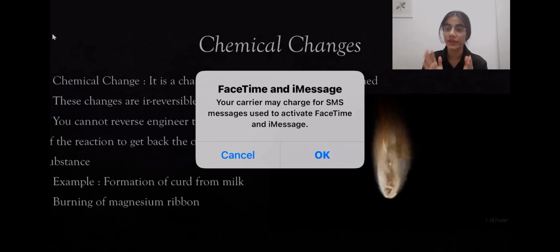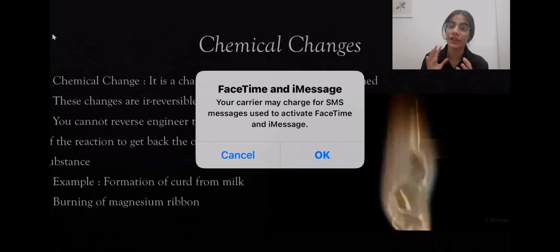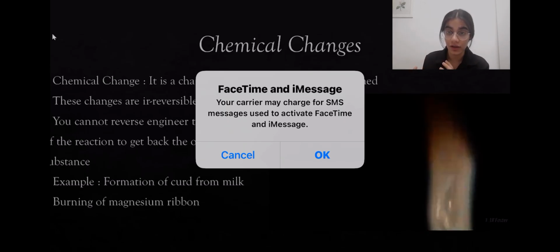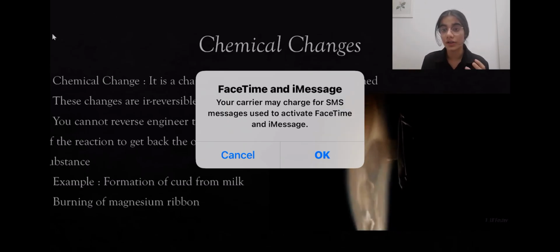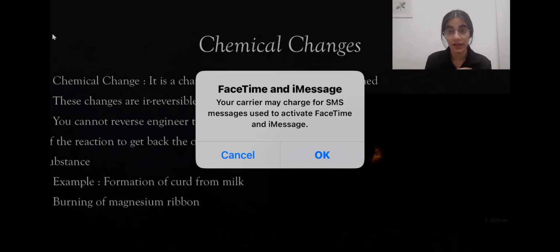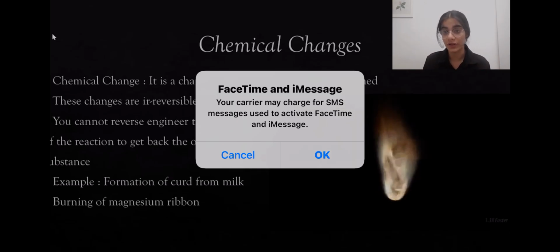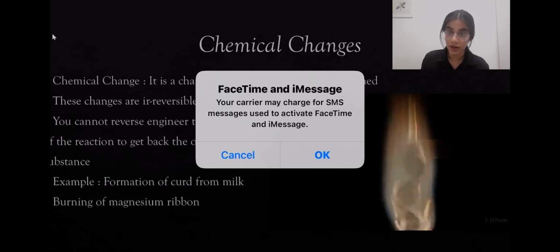You cannot reverse engineer the conditions to get the original substance back. No matter what you try, you cannot get the magnesium ribbon in the same structure from the residue that is now a new substance.